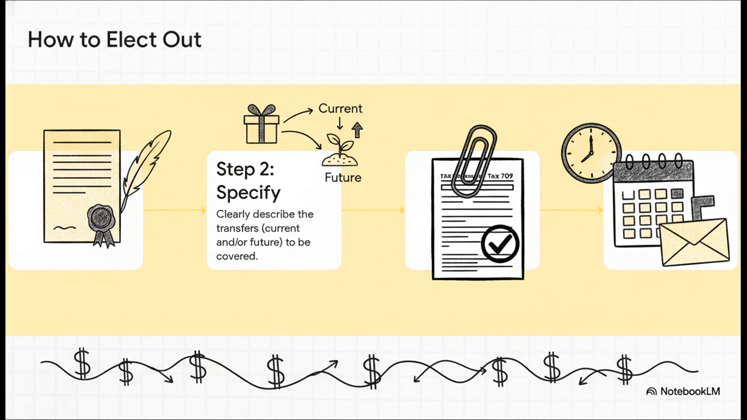Under Treasury Regulation 26.2632-1, you have to attach a formal election out statement to a timely filed gift tax return. And this statement has to be super precise. You've got to identify the trust and the specific transfers, whether it's for this year or for all future transfers, that this election applies to. This is an active decision, not a passive one.